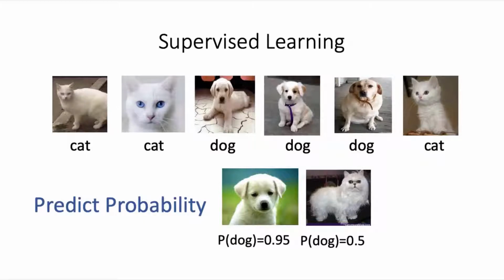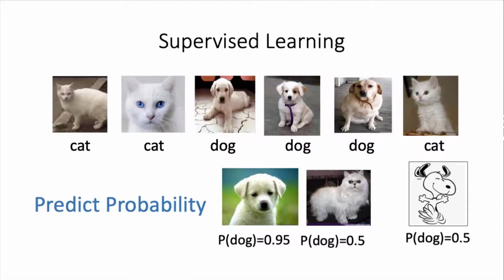Another thing is that the model will only be as good as its training data, and this is true for all types of learning models. And so if the model was only trained on pictures of real dogs, and then it was asked what it thought of this picture of Snoopy, it's probably not going to predict that Snoopy is likely to be a dog.